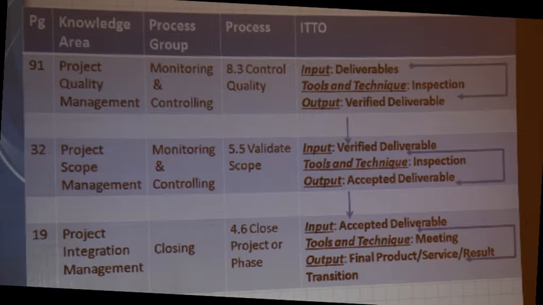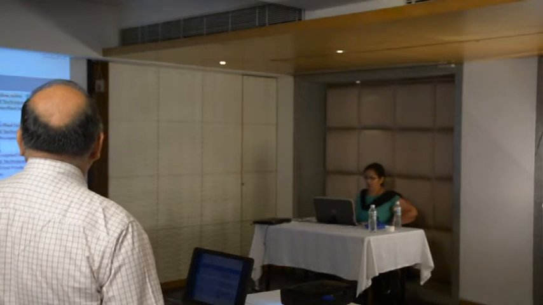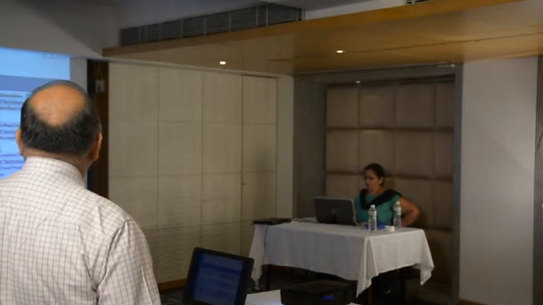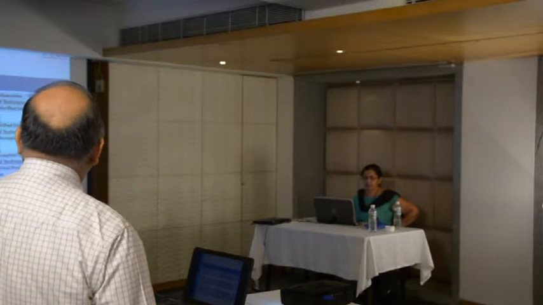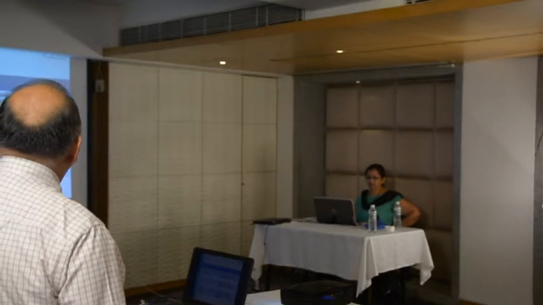This was the story, and this is what is on the screen, on page number 91. Did you understand? Yes. So this is the deliverable input, and do you see that the output is the verified deliverable? Yes, number 3. Tick mark there. This is called the verified deliverable. And what is the tool called? Inspection. Third, third. Have you understood up to here? Input, output, what is the meaning? Have you understood? Yes.